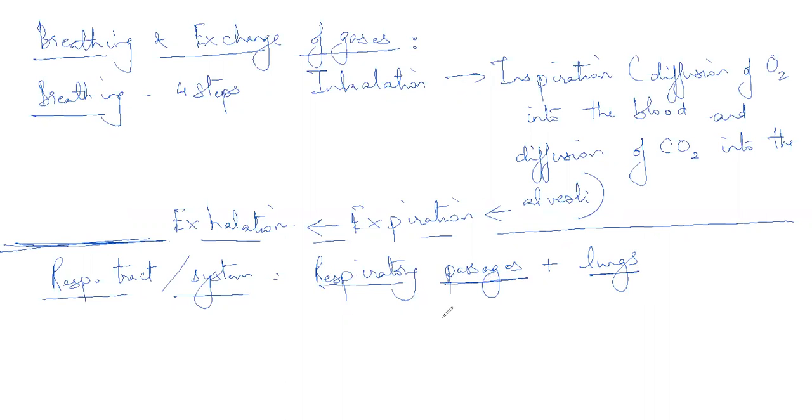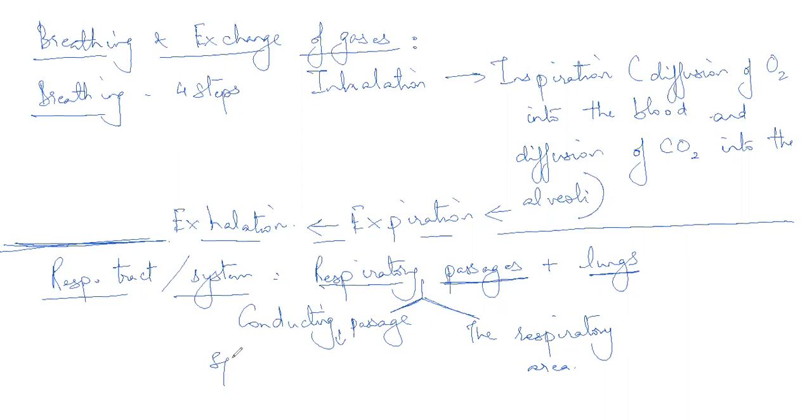The complete respiratory passage can be divided into two parts. The conducting passage, and the respiratory area, where actual gaseous exchange occurs. The space in this area is called dead space.